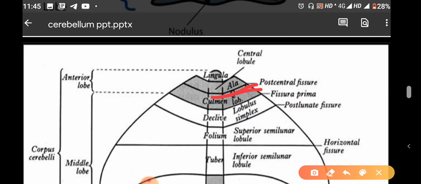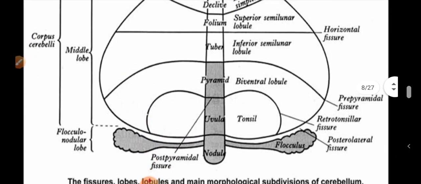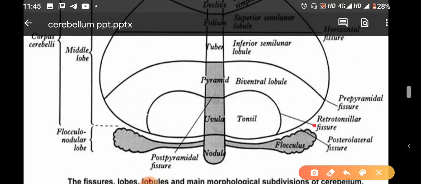The posterior lobe is that part of cerebellum which lies between primary fissure and posterolateral fissure. So this is the posterolateral fissure, you can see. So the part between the primary fissure and the posterolateral fissure, so this whole part is posterior lobe.